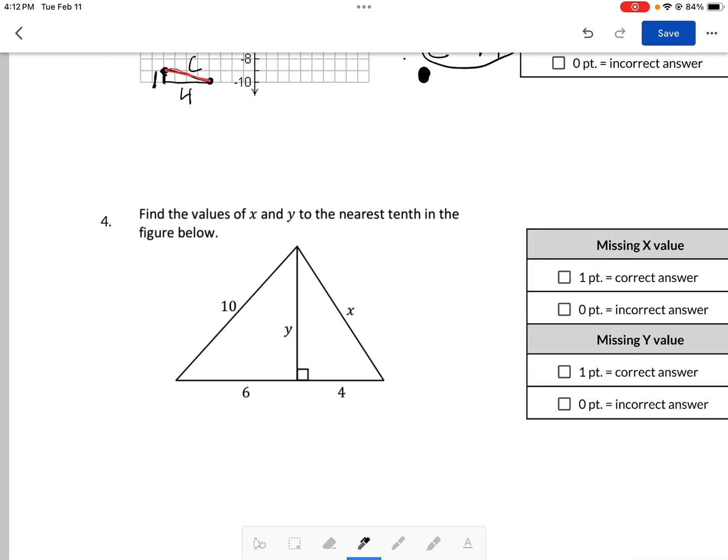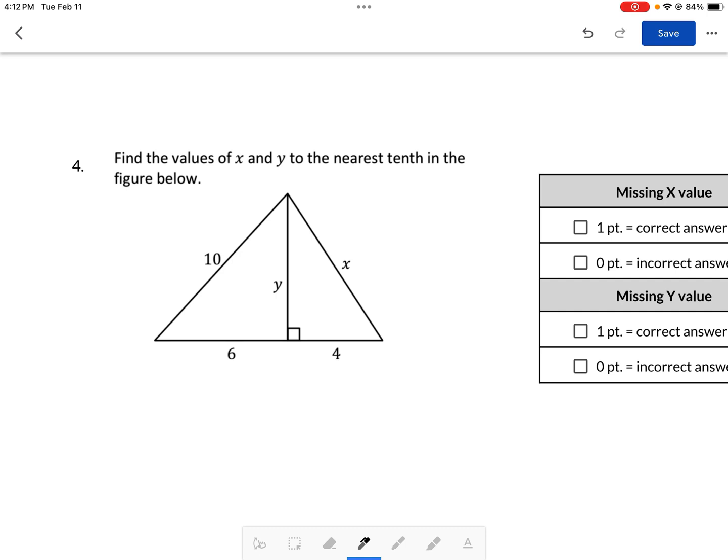Okay. Number 4, find the values of x and y to the nearest tenth in the figure below. I'm going to work with this triangle first. So a squared, I'm going to name this A. This is going to be side B, side C. So a squared, 6 squared, plus b squared, I don't know what that is, equal to c squared, which is 10 squared.